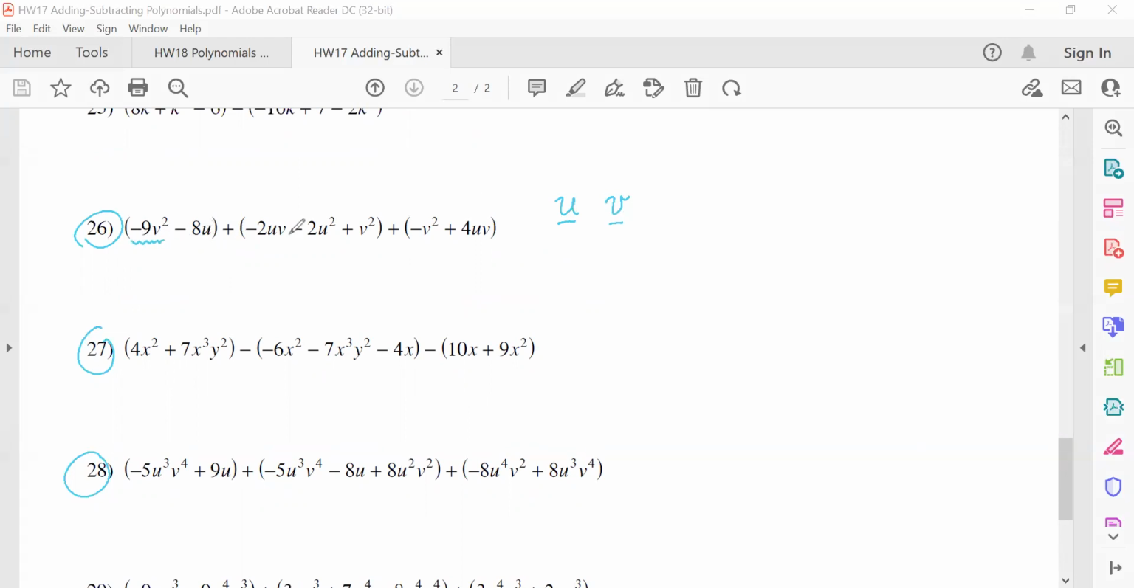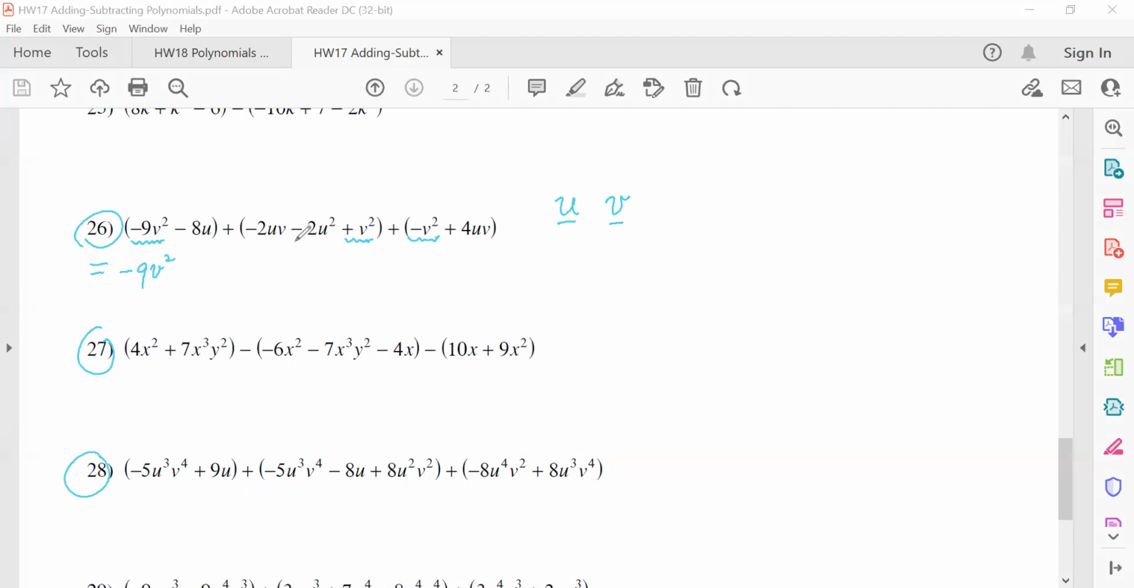So we check this offline. v squared: we find v squared here and v squared here, right? So we can get what? Combine these two, they became 0. So here it became v squared. All right.